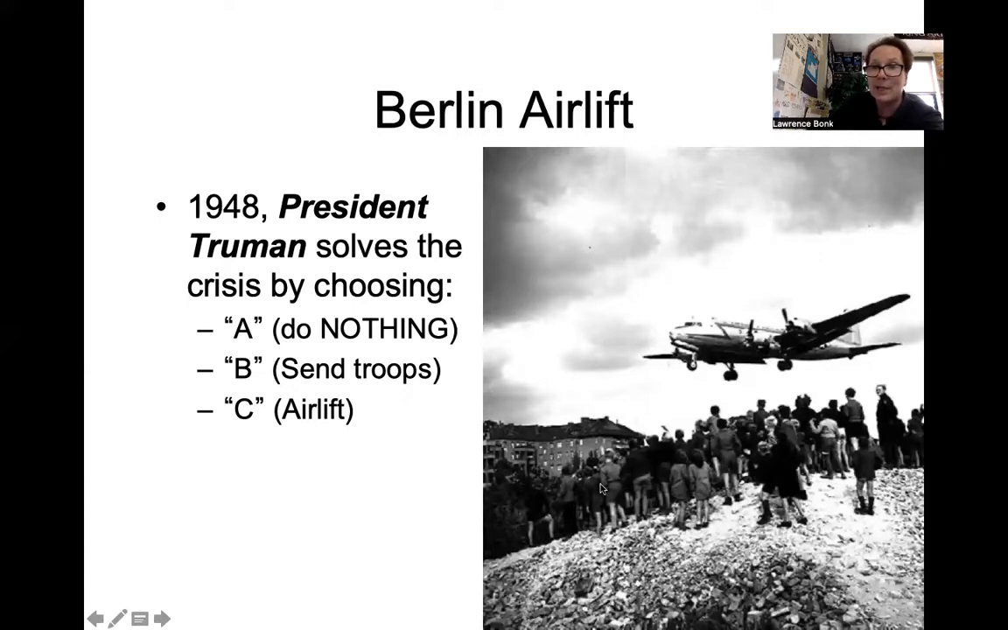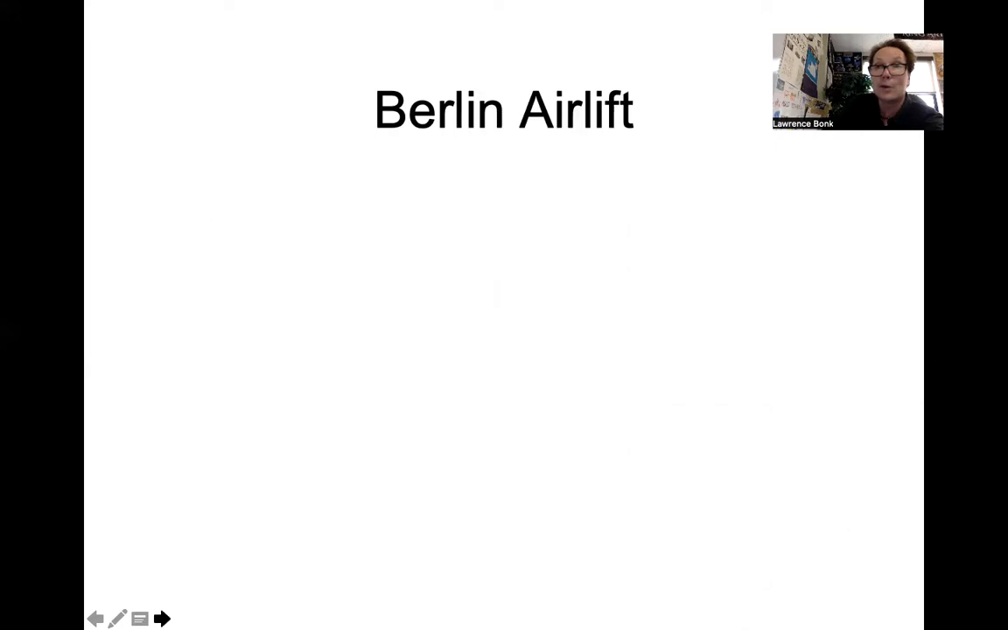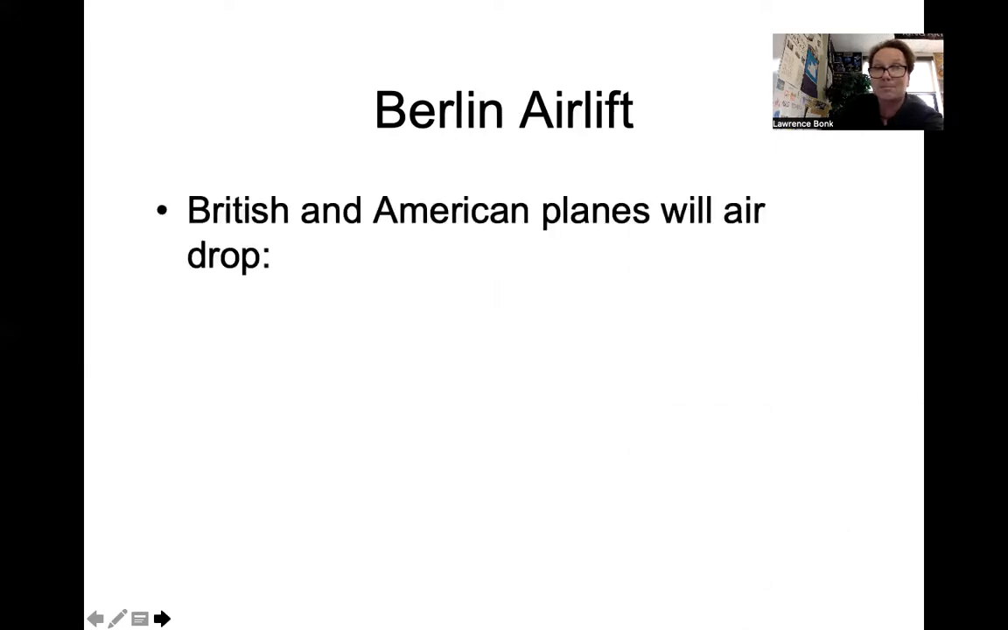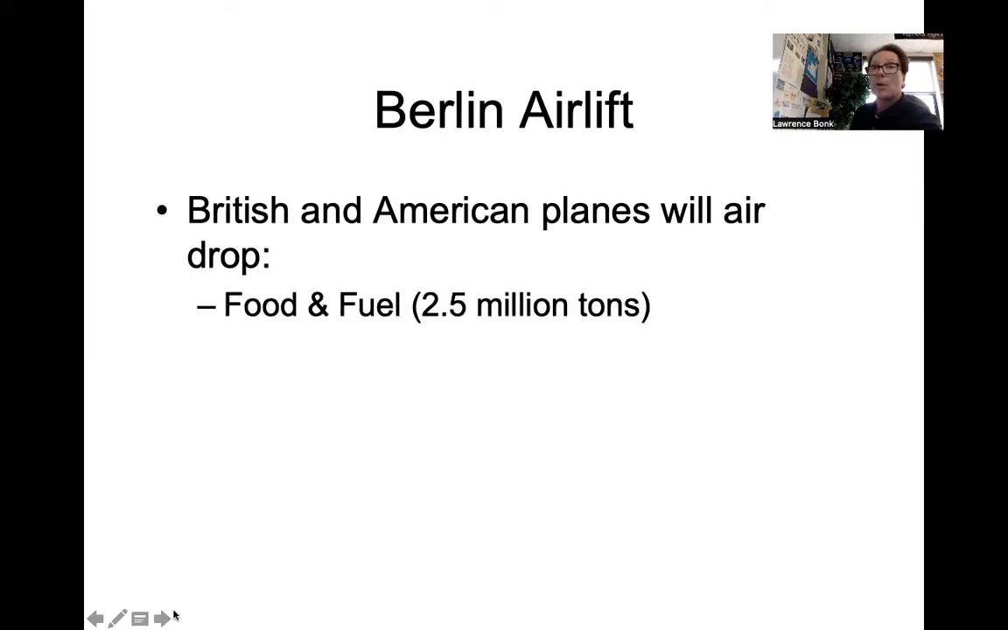And if you direct your attention up to my laptop screen, these are mostly children over here. And this is, again, an American Air Force pilot that's airlifting and dropping much needed food to the people of West Berlin. So if you would please write this down. When all is said and done, British and American airplanes, as part of the American and British Air Force, will airlift or airdrop much needed food and fuel to the folks of West Berlin. We estimate about 2.5 million tons. Think about that for a moment.